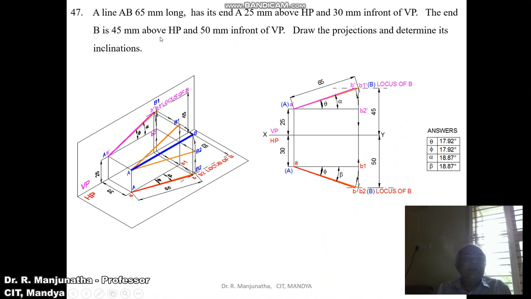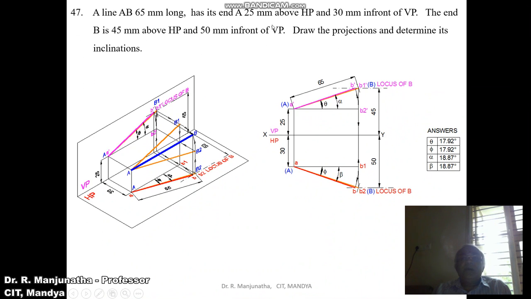And the end B is 45 mm above HP. So when you look from the top view, we can see the distance of B, 45 mm above HP. That distance, when it is projected, will fall on the vertical plane. So you're going to get this 45 mm above HP. Since it is for B, you write this as the locus of B.